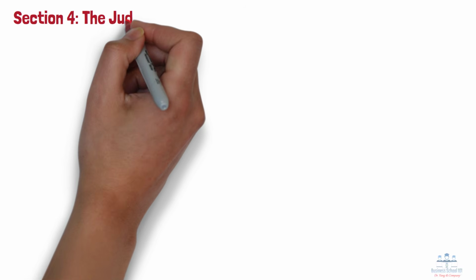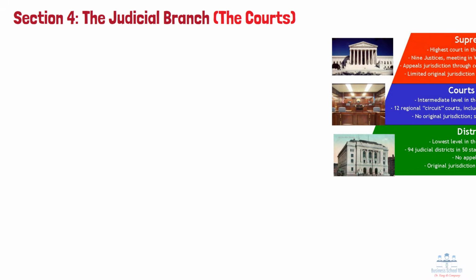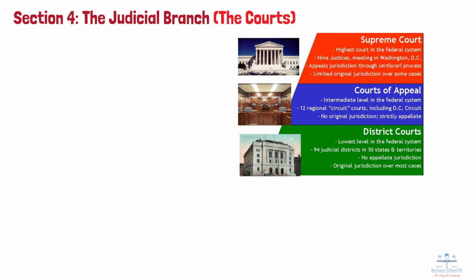Section 4, the Judicial Branch, the Courts. The Judicial Branch interprets laws and ensures they are applied in accordance with the U.S. Constitution. This branch is headed by the Supreme Court but includes lower federal courts as well.